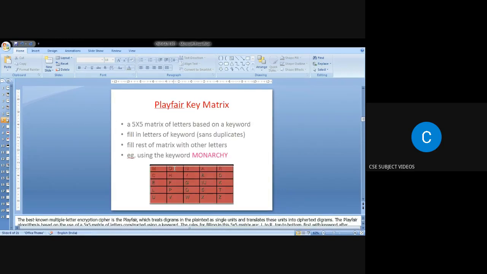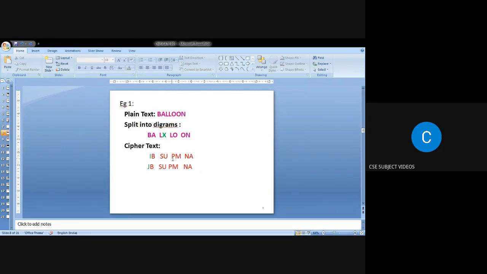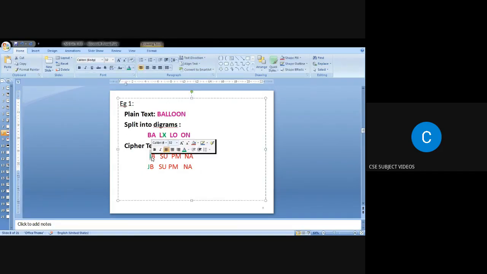Now we check again the same procedure for O and N. O and N lie in the same row. So N is replaced with A and O is replaced with N. Is it clear? Since I and J lie in the same cell, we can replace B with either I or J, so we can get two types of encrypted text.